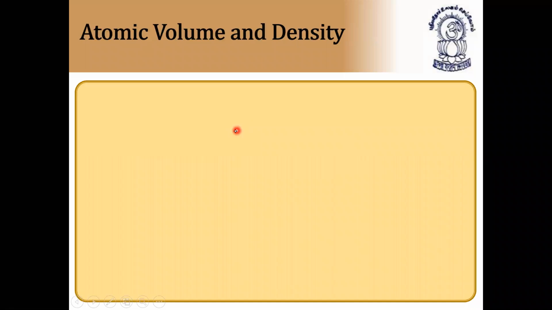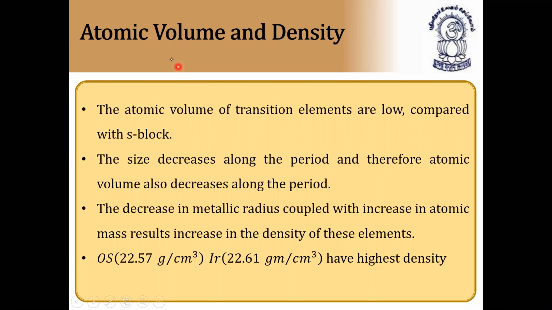Next continuation: atomic volume and density. The atomic volume of transition elements is low compared with s block. The size decreases along the period, and therefore atomic volume also decreases along the period. So why is it decreasing? Because atomic size decreases. As the atomic size decreases, atomic volume also decreases along the period.